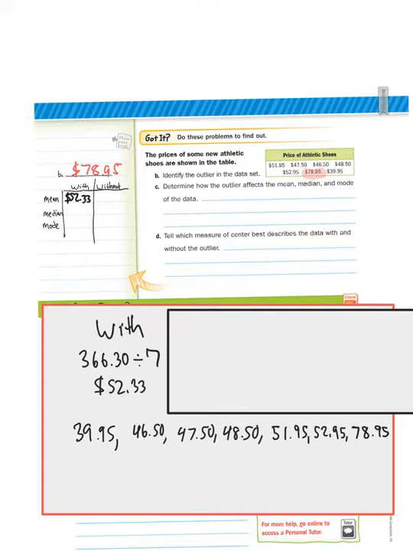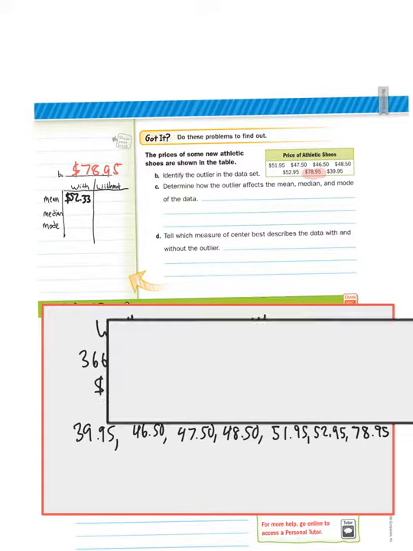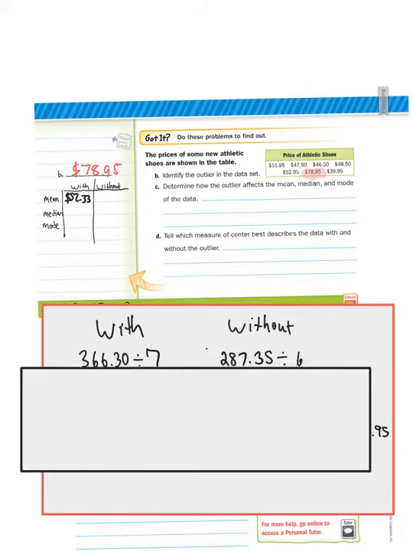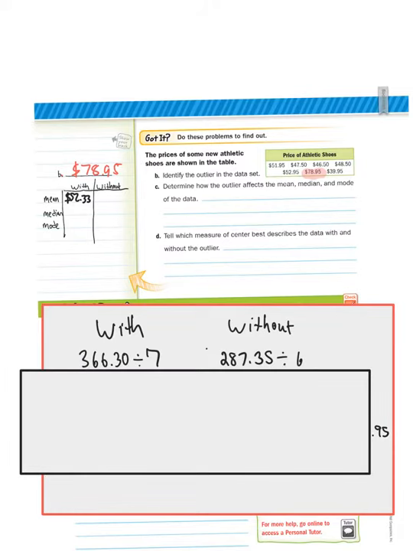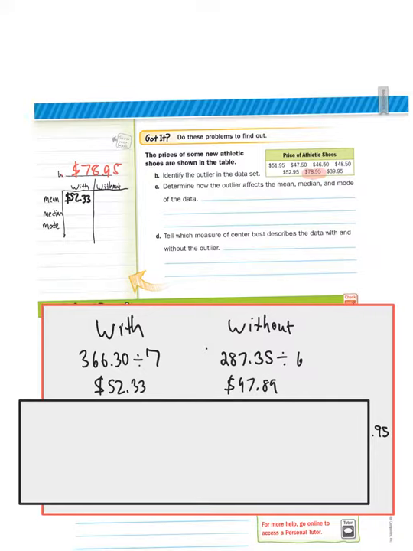Now without the outlier, I added up all of the numbers except the 78.95, and they added up to 287.35. And then I divided by 6 because I only added up 6 numbers. Don't divide by 7. And I got $47.89. So without the outlier, it's $47.89.